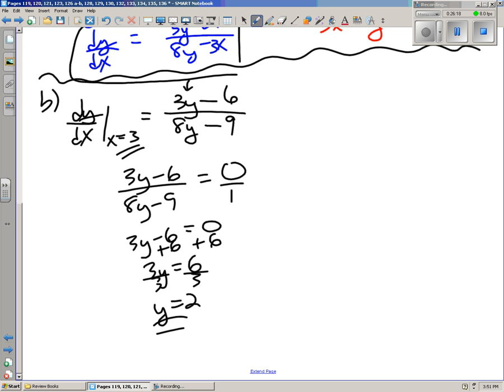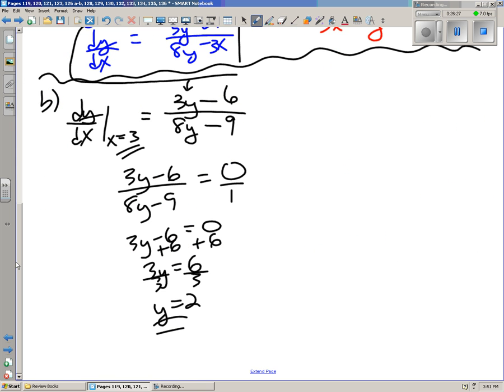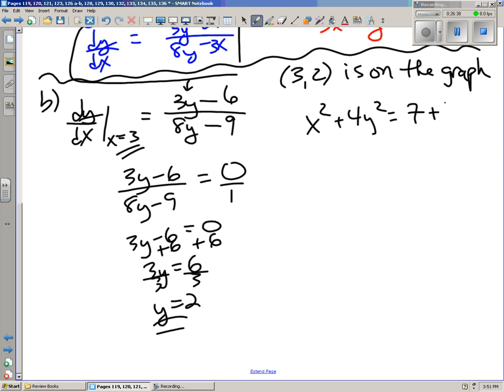Now, so if x is 3 and the derivative at 3 is 0, then y must be 2. What we have to make sure, though, is that that point, 3, 2, is on the graph of the original function, or the original curve, which was x squared plus 4y squared equals 7 plus 3xy. So we're going to plug in our x and y values and see if, in fact, does the one side equal the other side.